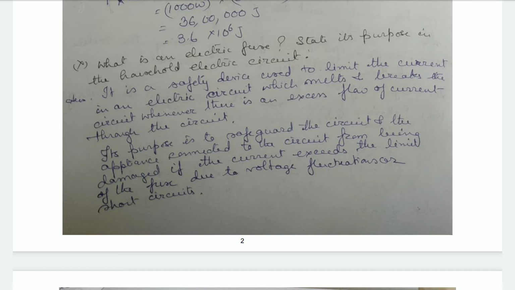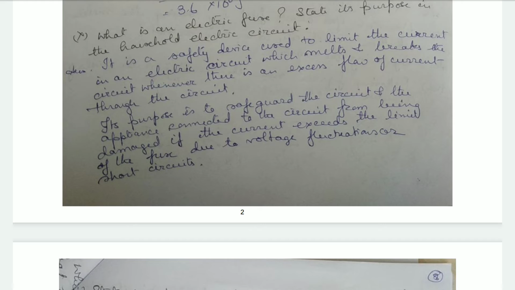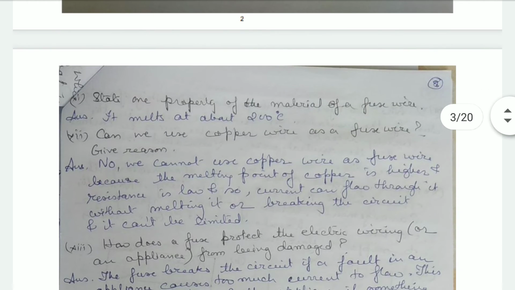Okay, and if the current exceeds the limit of the fuse due to voltage fluctuations or short circuits, if more current flows in the circuit due to voltage fluctuation or any short circuit, then this fuse safeguards the circuit, or safeguards the appliance which is connected to the circuit, by limiting the current flow. Okay, next is state one property of the material of a fuse wire. It melts at about 200 degrees centigrade.